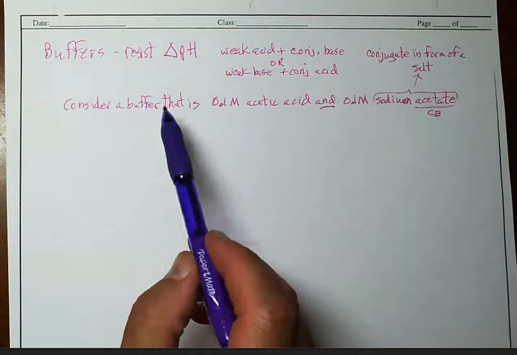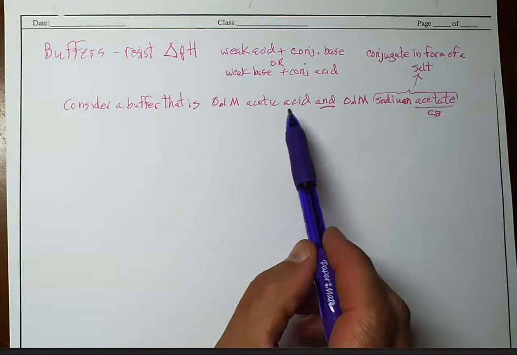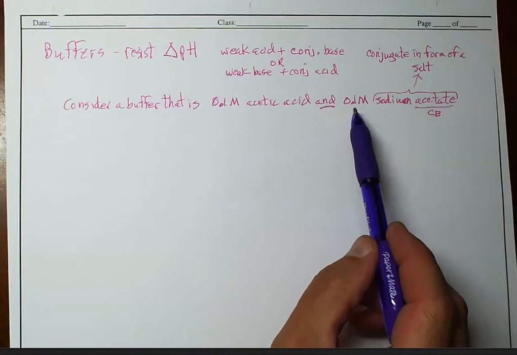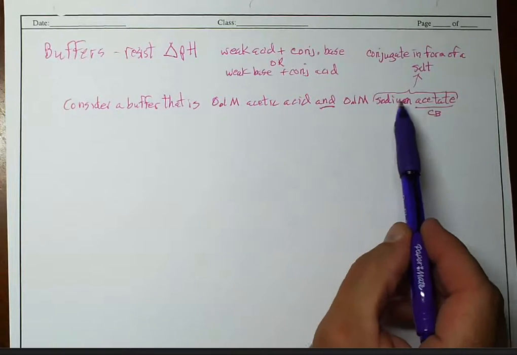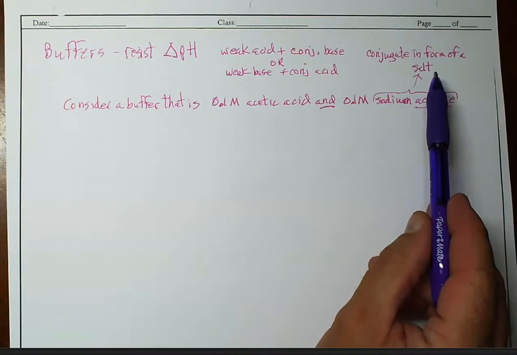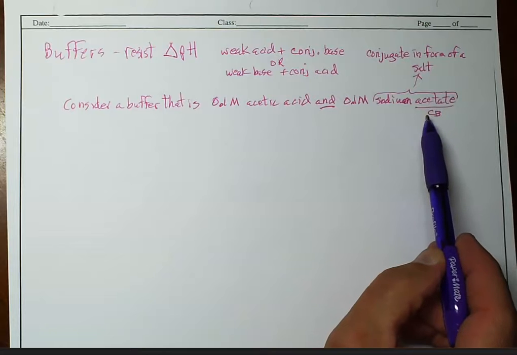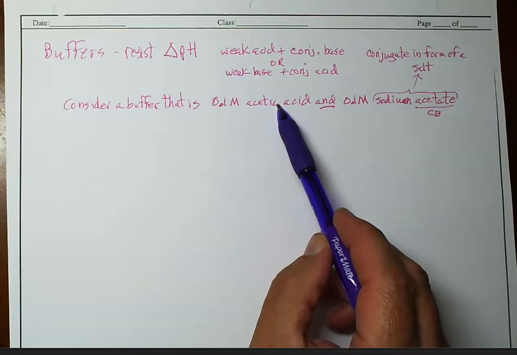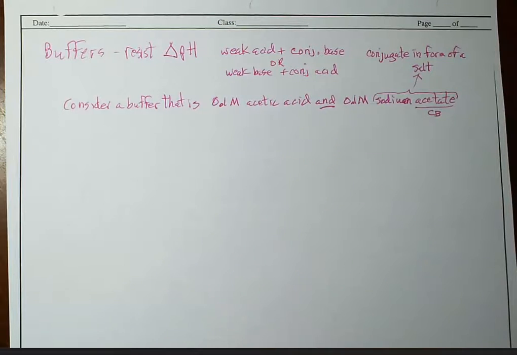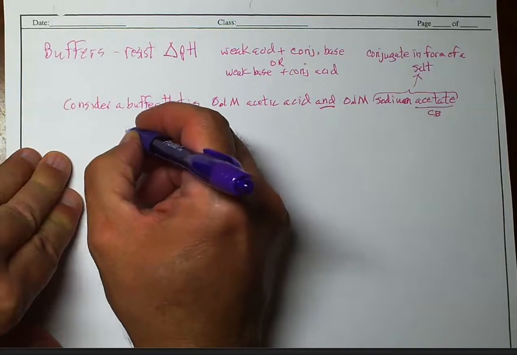So let's consider a buffer that is 0.1 molar acetic acid and 0.1 molar sodium acetate. Now sodium acetate is a salt and it contains the conjugate base acetate. That's the conjugate base of acetic acid. All right, so let's look at what would happen here.